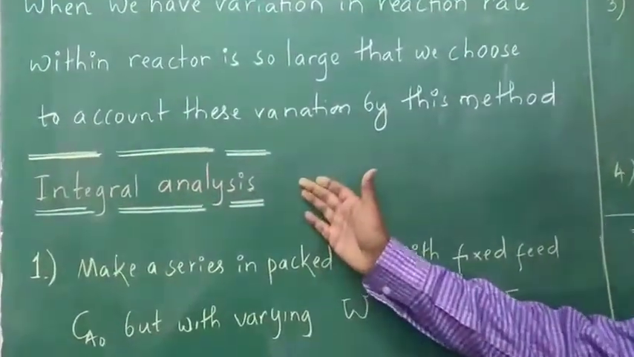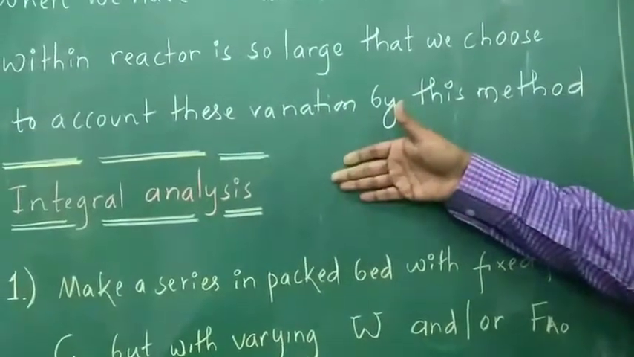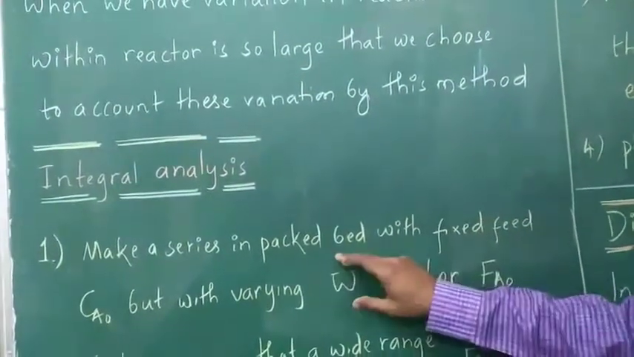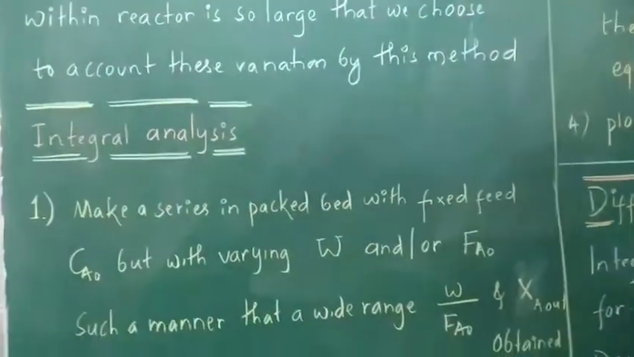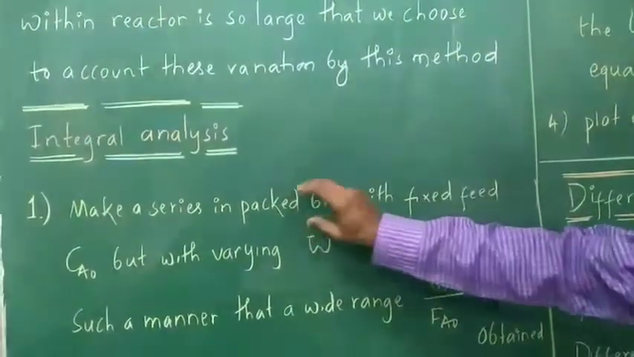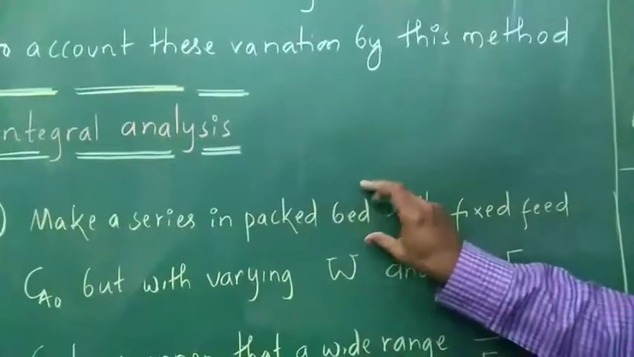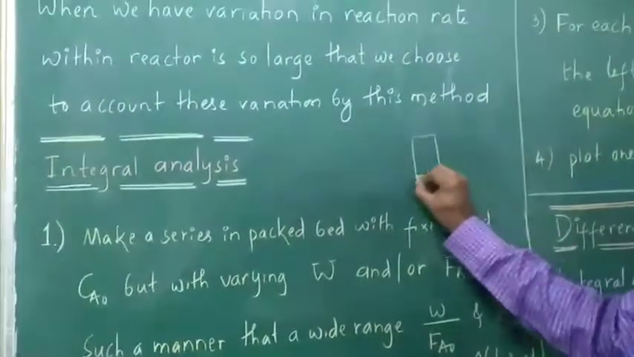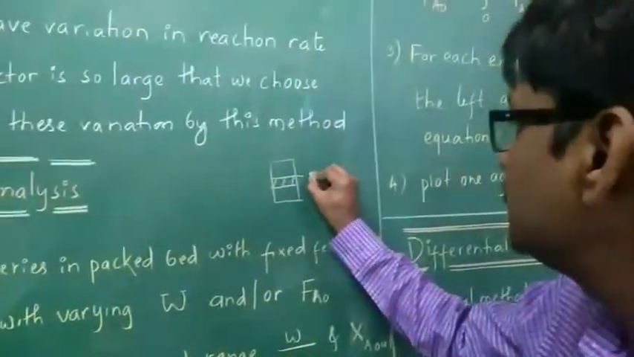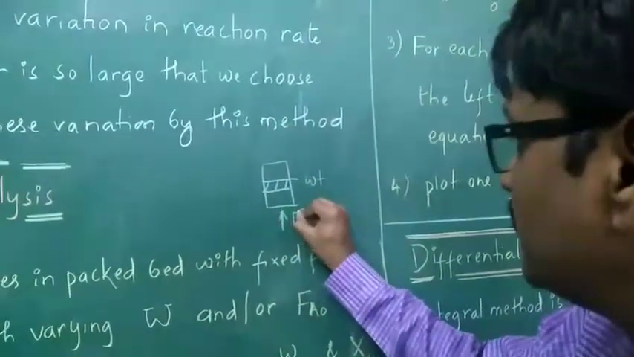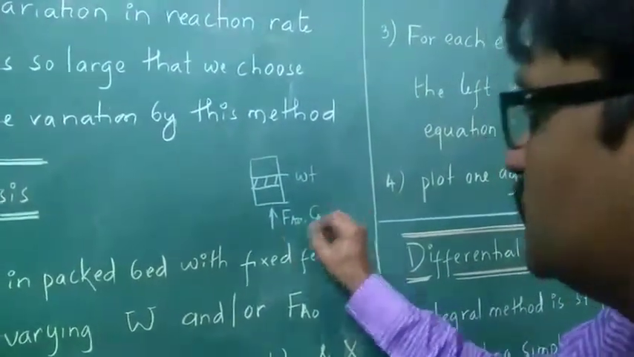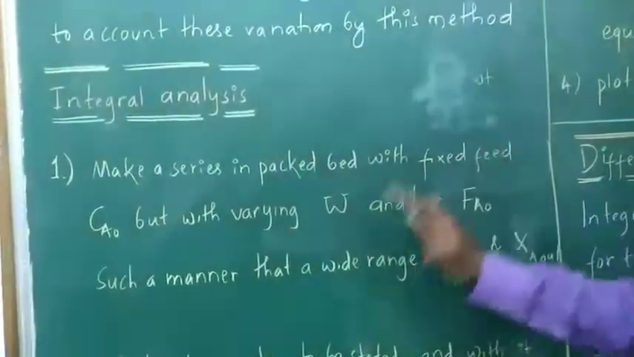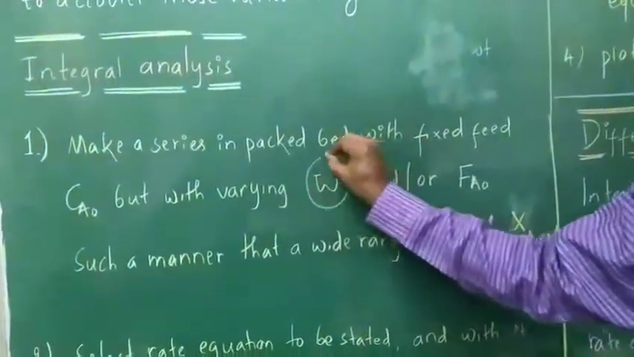How to start an integral analysis? We already used this method of analysis in a homogeneous reaction. So here what we are doing is making a series of experimental runs in a packed bed. Why a packed bed? Because we can pass gas through a fixed bed of catalyst. So the weight of the catalyst you are using is fixed in a bed, and you can also change the flow rate. So if you have a reactor like this, you can change the weight, and also a different flow rate. FA naught, CA naught can be changed. This is usually a packed bed with a fixed feed of CA naught. Initial conditions are set, but what we are doing is varying the weight of the catalyst.